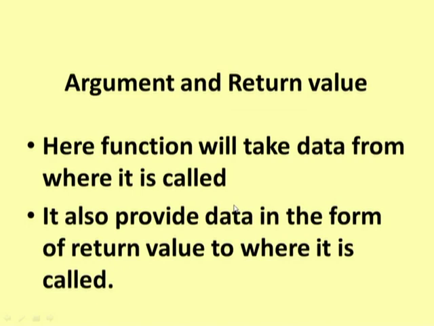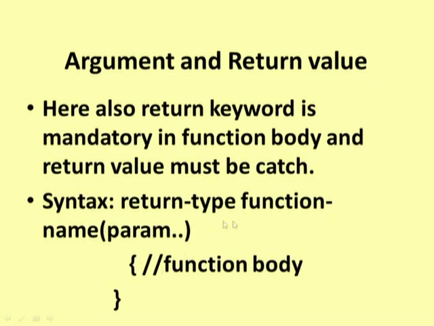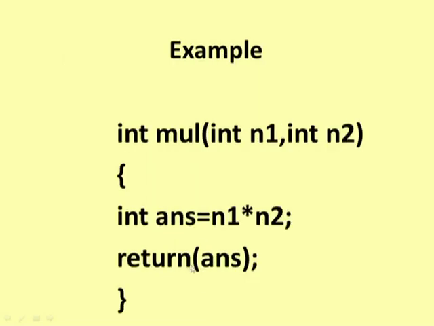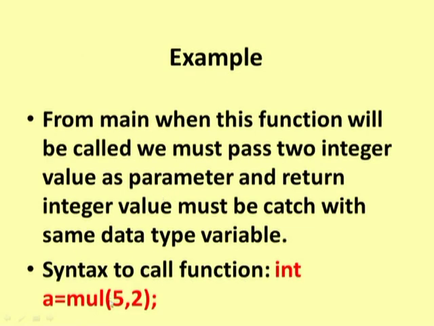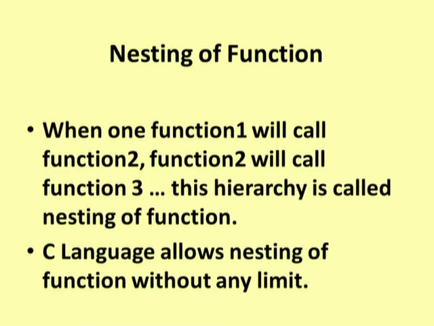And the last one, argument and return value. Here the function takes data from where it is called and also provides data in the form of a return value to where it is called. The syntax should be return type, function name, and the parameters, and the function body statements should be there. Let us take an example: integer multiplication with integer n1 and n2. The answer will be of integer type. When we call this function, integer a equal to mul of 5, 2, the multiplication function is called and it returns the integer value. So this is the type category of the function.